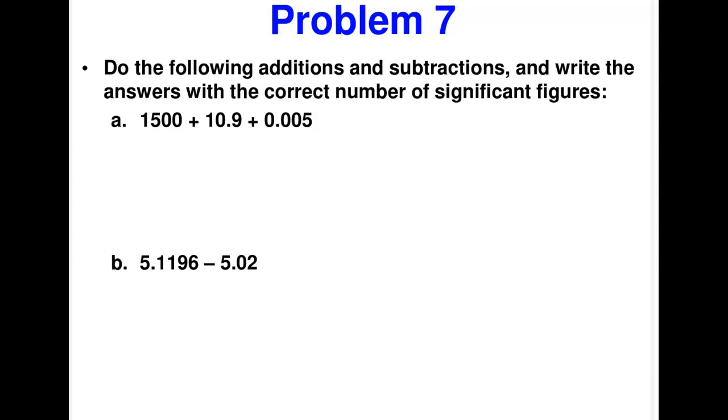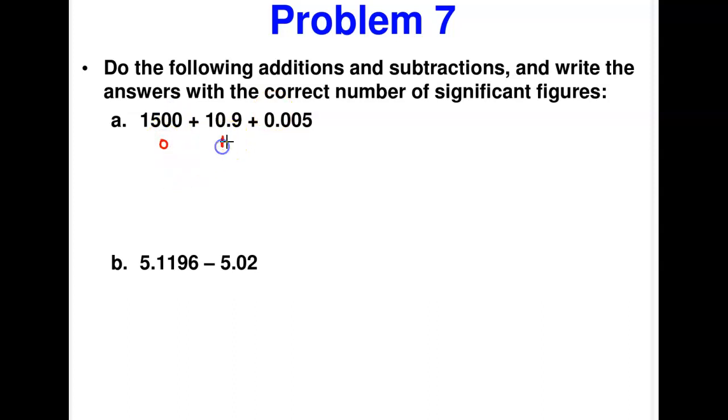So do the following addition and subtraction. If we go there now, remember in addition and subtraction, we're not interested in the number of digits. Our interest is just at the decimal place. So look at it. There's no decimal place here. So let's say there's 0 decimal place here.